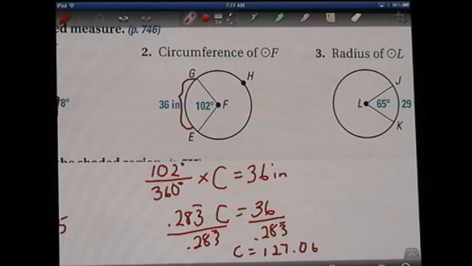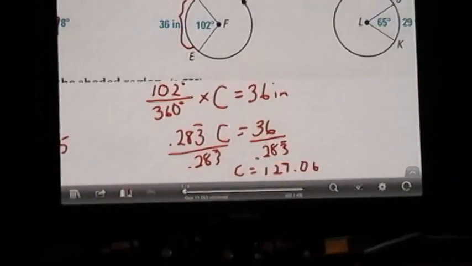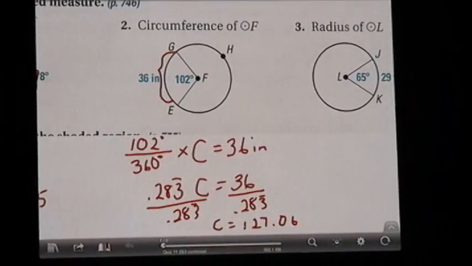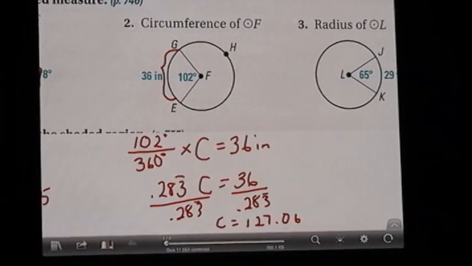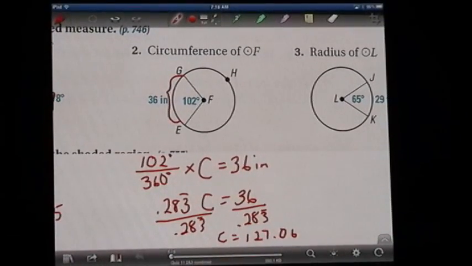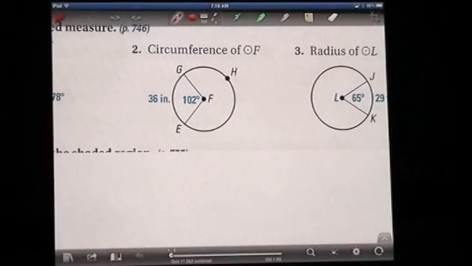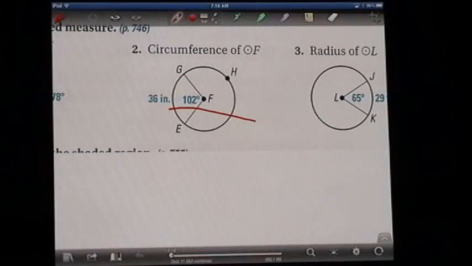Just want to make sure that you were able to see the very bottom, which almost you're not. So let me back this off just a little bit, or tilt it down just a little bit so you can see better what I'm doing. Okay, so let's go on to number 3. You're to find the radius here.